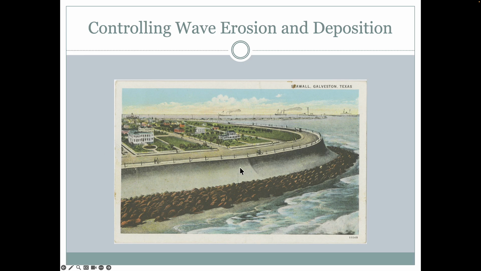So a seawall is a great form of protection from big waves and winds associated with a hurricane. But of course, at least in this part of Galveston, the sandy shoreline would be pretty inaccessible.